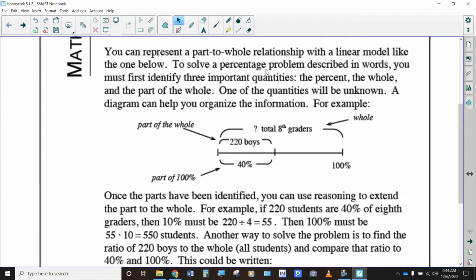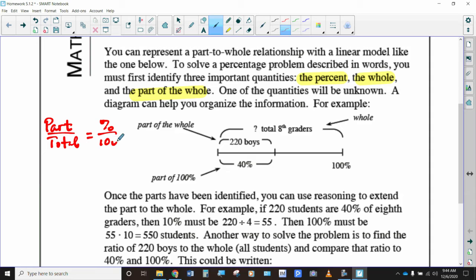To solve a percentage problem described in words, you must first identify three important quantities. You want to know what the percent is, what the whole is, which I refer to as the total sometimes, and the part of the whole. So remember, you've got your part over your total is equal to your percent, which is always out of 100.